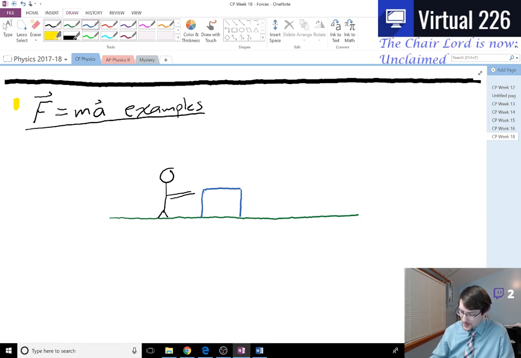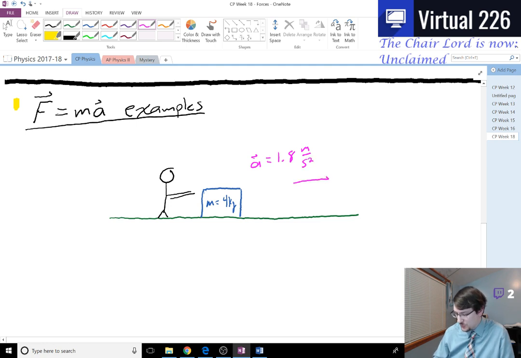The mass of the box equals, let's say, 4 kilograms. And let's say, due to your strength, the box begins to accelerate at 1.8 meters per second squared to the right, in the direction that you're pushing it. Okay, just how much force did you push on the box then?